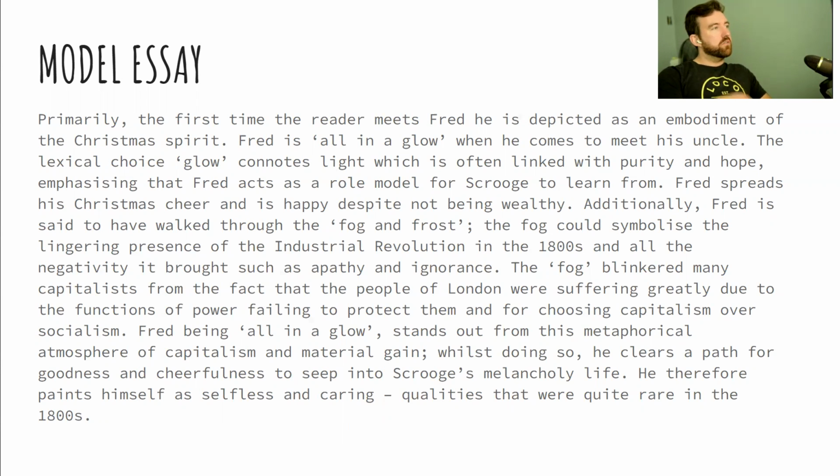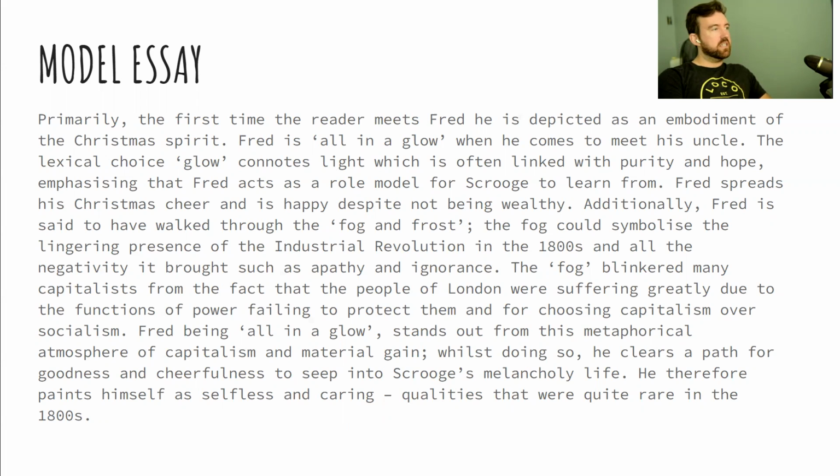So diving into the main paragraphs now. So primarily, the first time the reader meets Fred, he is depicted as an embodiment of the Christmas spirit. Fred is all in a glow when he comes to meet his uncle. The lexical choice glow connotes light, which is often linked with purity and hope, emphasizing that Fred acts as a role model for Scrooge to learn from. Fred spreads his Christmas cheer and is happy despite not being wealthy.